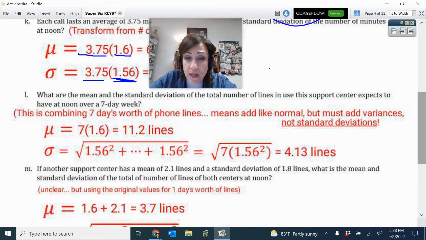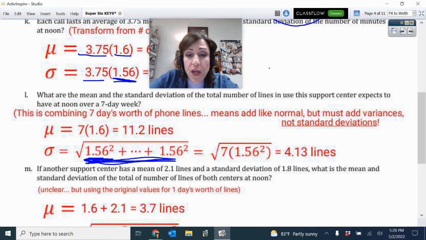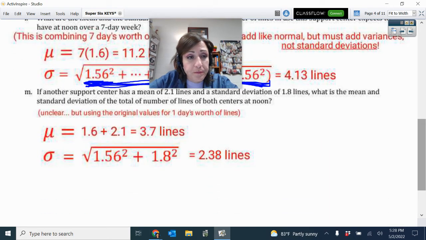So we can do that normally with the mean, but we cannot do that with the standard deviations. You cannot add standard deviations. We had to add the variances. So that was 1.56 squared is the variance. So I added up 7 of those variances. Also could be computed as this: 7 of the variances. And then instead of leaving it as a variance, we took the square root for the standard deviation.